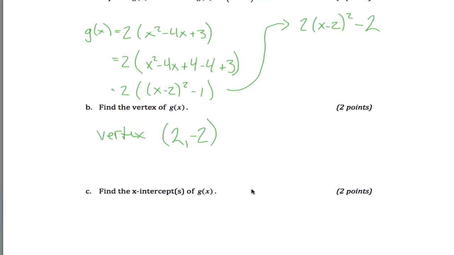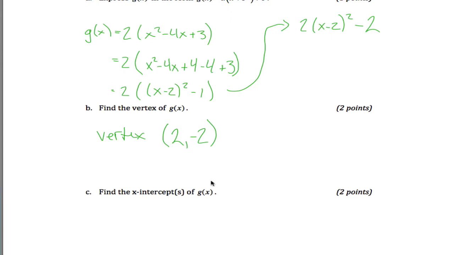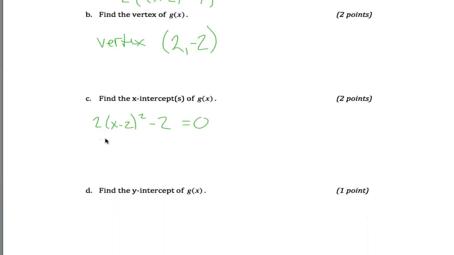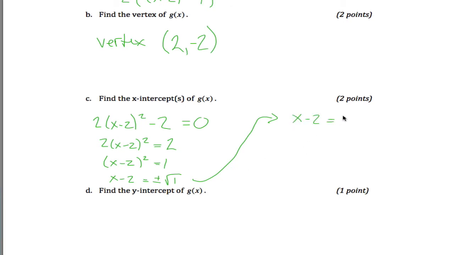So my vertex is at 2, negative 2. Find the x-intercepts. Okay, x-intercepts happen when the height of this function equals 0. So when 2 times x minus 2 squared minus 2 equals 0. If I add 2 to both sides, I can then divide both sides by 2. I can take the square root of both sides of the equation, x minus 2 equals plus or minus the square root of 1. Square root of 1 is just 1. So I get x minus 2 equals plus or minus 1. X equals 2 plus or minus 1. That is x equals 1 or x equals 3.